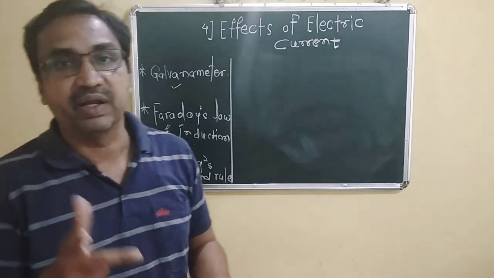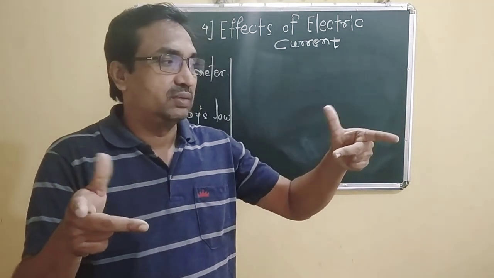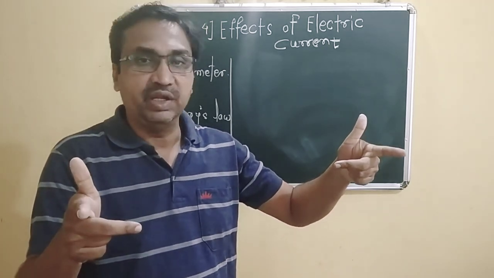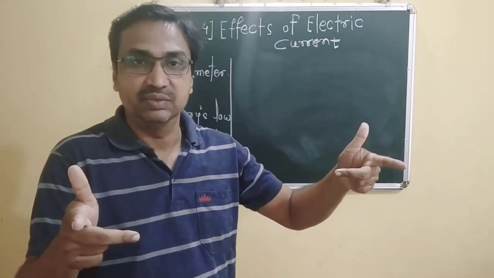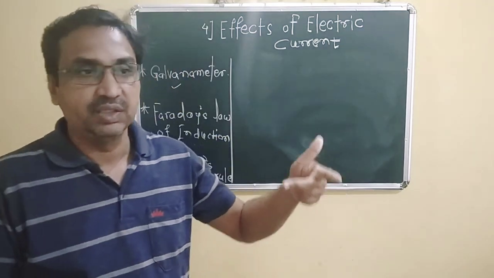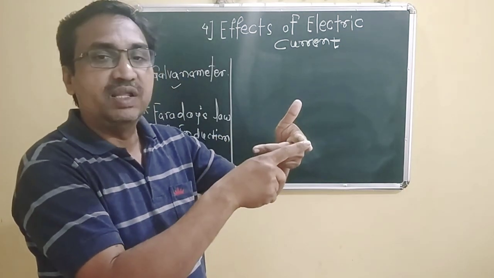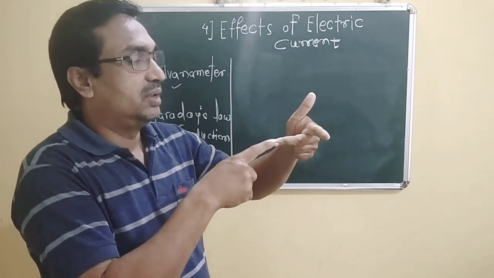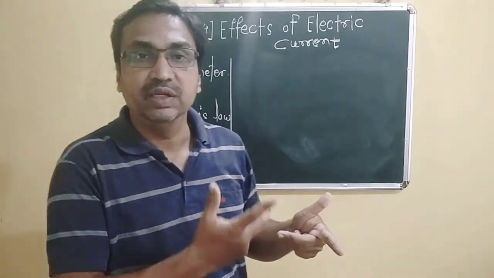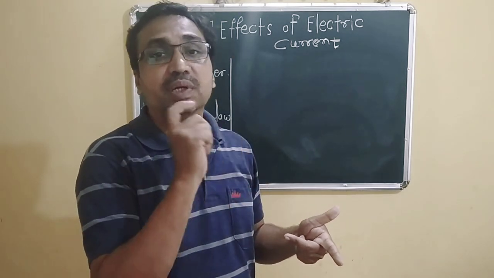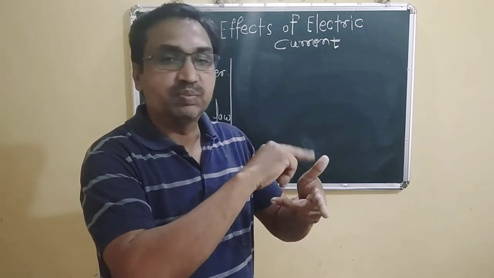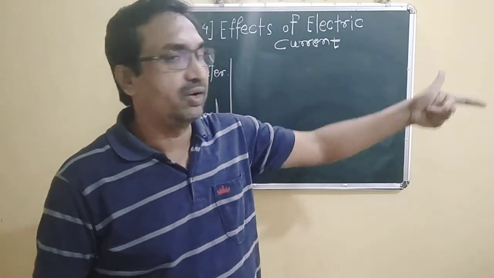In the left hand rule and right hand rule, the thumb shows the direction of force on a conductor, the index finger shows the direction of the magnetic field, and the middle finger shows the direction of electric current. In the left hand rule, electric current is there, magnetic field is there, and it displaces the conductor. That means force is acting on the conductor. Due to this, there is displacement of the conductor in the left hand rule.